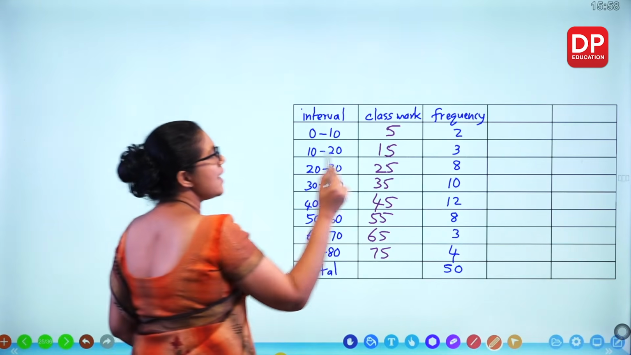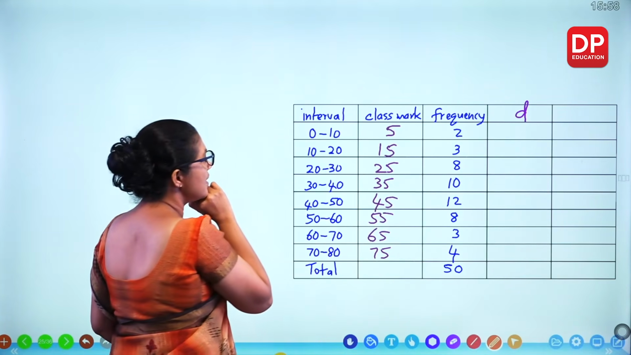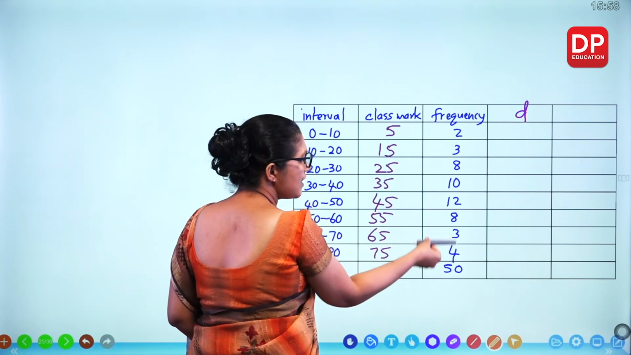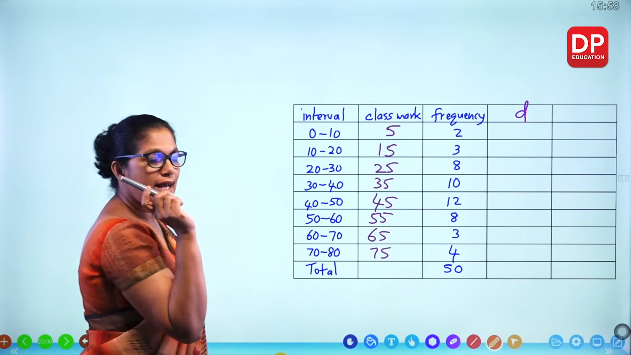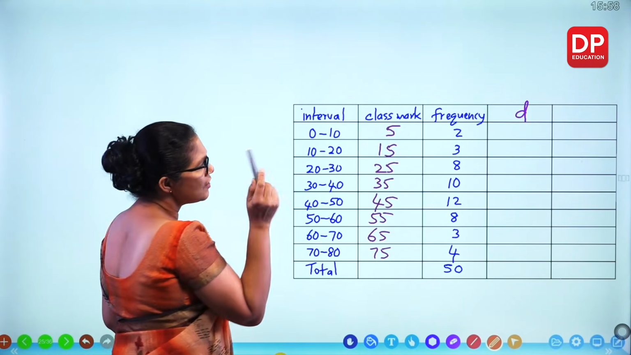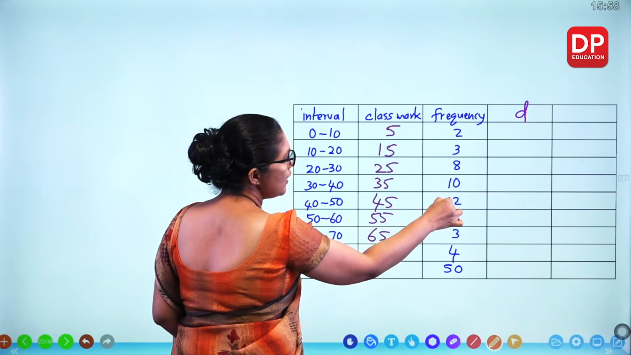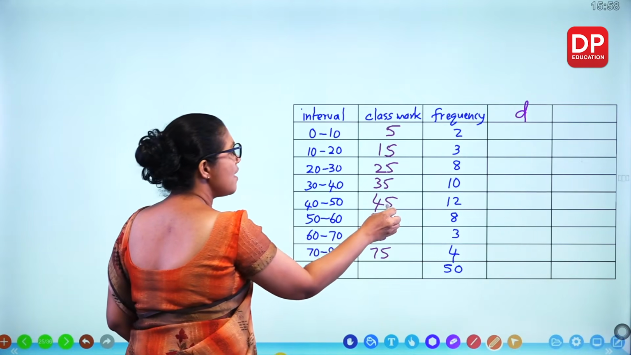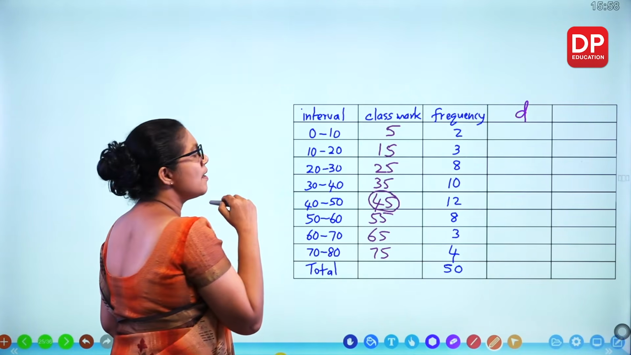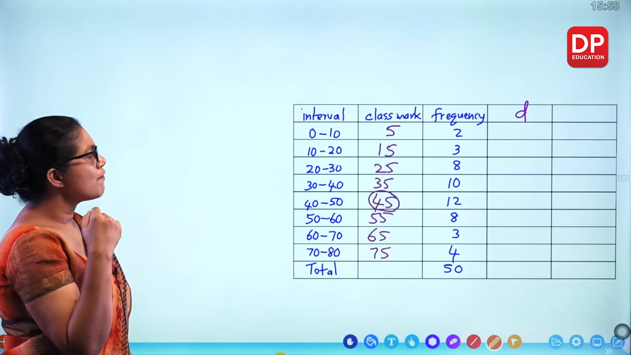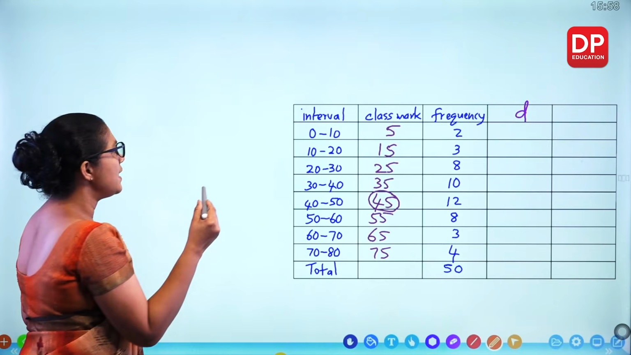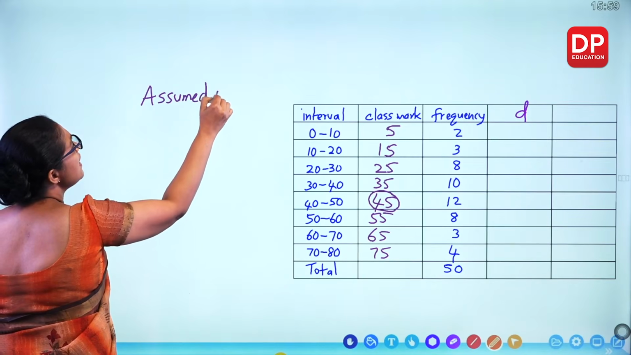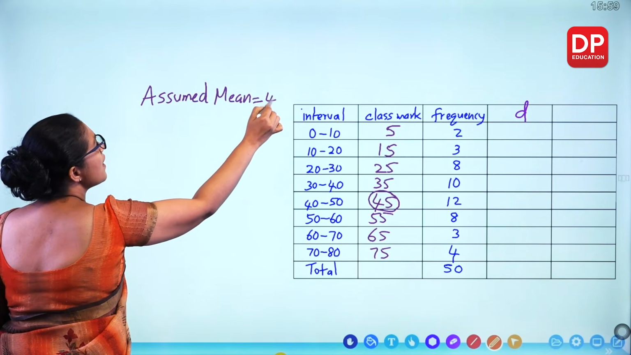Now if we take D as the deviation, normally we take the mode value as the assumed mean. We'll try the mode value and see. What's the mode value? The highest frequency is 12, so related to that, 45 is the mode value. We'll take 45 as the assumed mean.